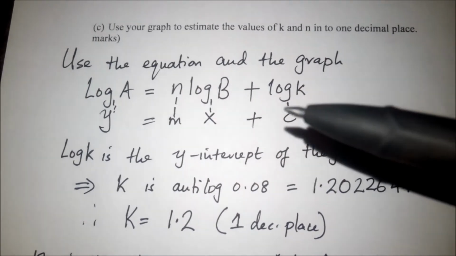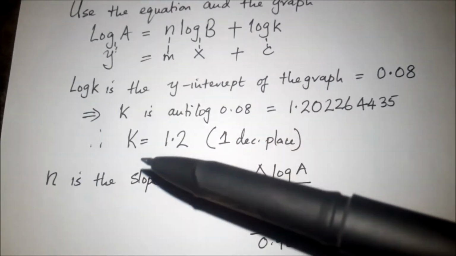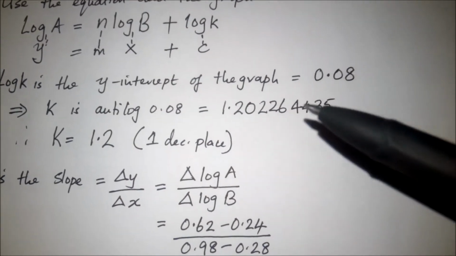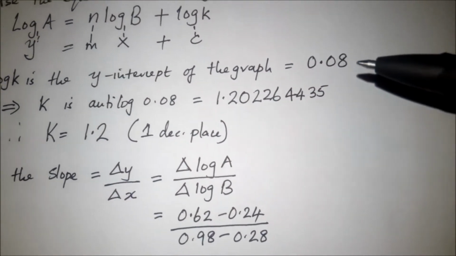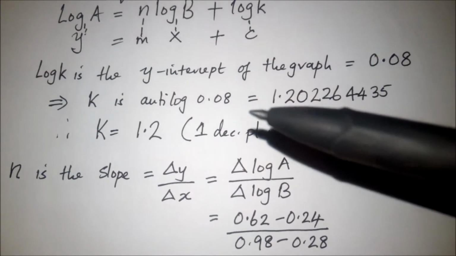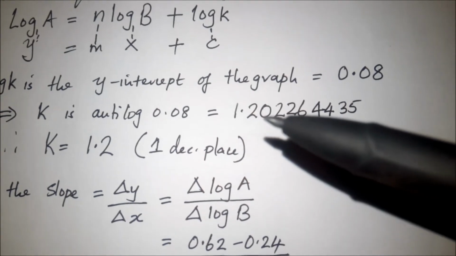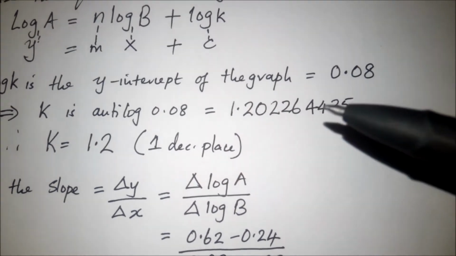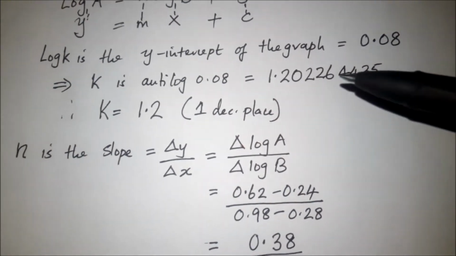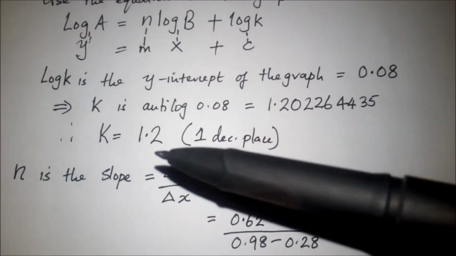Remember, I insisted on the value of the y-intercept. We are saying that the logarithm of k is the y-intercept of the graph, which I have shown, and it is 0.08, meaning that k is the anti-logarithm of 0.08. You can go to your logarithm table and see that the value is 1.2023. I got this anti-logarithm from the calculator, so you can also use your calculator. If we round it off to 1 decimal place, k is equal to 1.2.